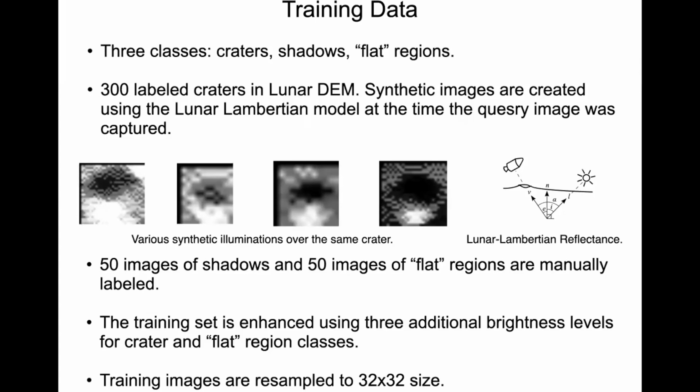Instead, we use three classes for detecting craters. One is craters, the other one is shadows. We have a lot of shadows, obviously, especially at the lunar poles. And what I call flat regions. It's not necessarily a region that is flat. I call it like this for lack of a better term. It's basically a region that is not in shadow and doesn't have craters. It can have a certain slope, but doesn't have any sort of topographic features or shadows.